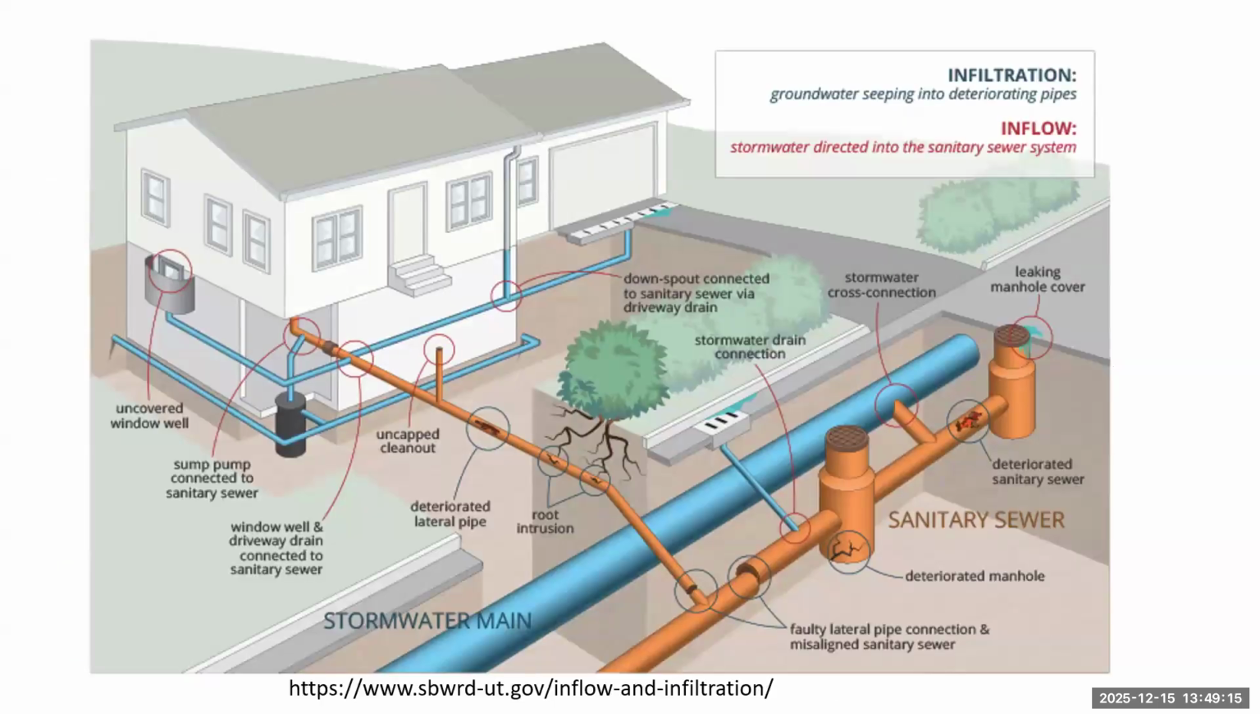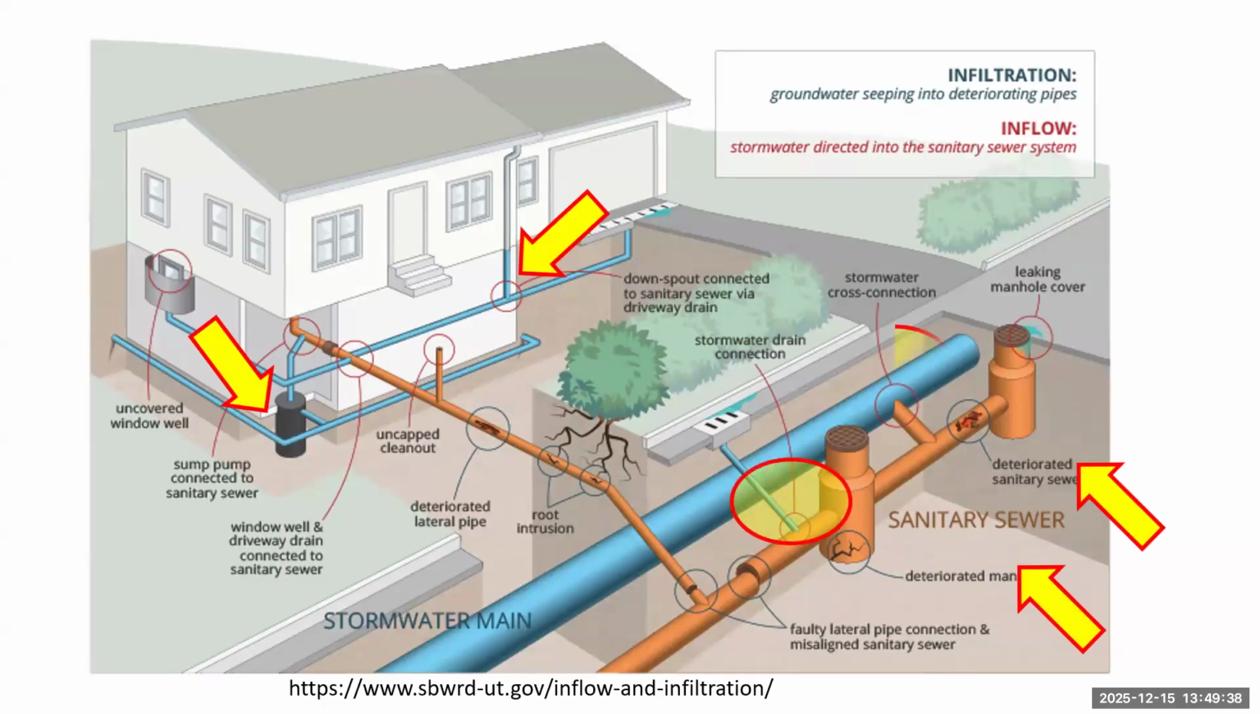So there are lots of different things that can happen. Here we have a diagram. We have that sump pump going to the sanitary sewer. We have a rain gutter going into the sanitary sewer. We have a deteriorated sewer pipe allowing groundwater in, and a manhole with cracks allowing groundwater in. We also have a couple of instances where there are cross connections between the stormwater system and the sanitary sewer. So the challenge is differentiating between inflow and infiltration.